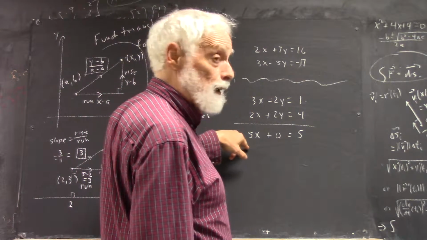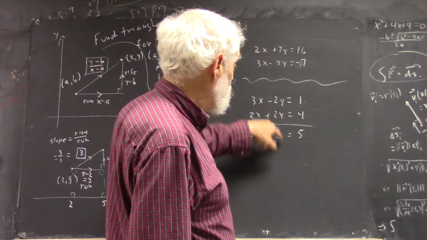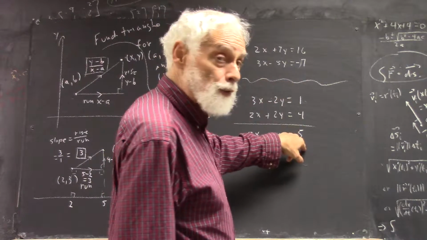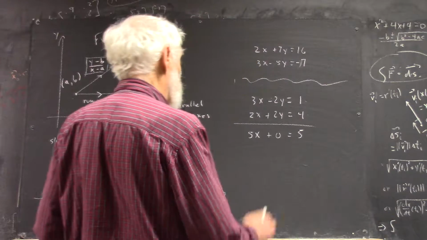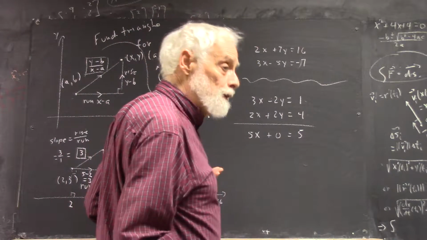3x and 2x is 5x. Negative 2y and 2y is 0. 1 and 4 is 5. Well, 5x plus 0 equals 5. Can you solve for x?